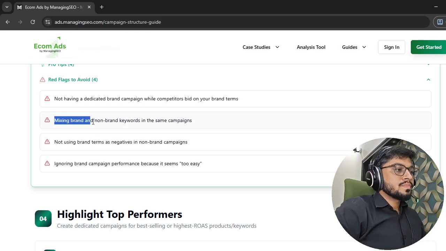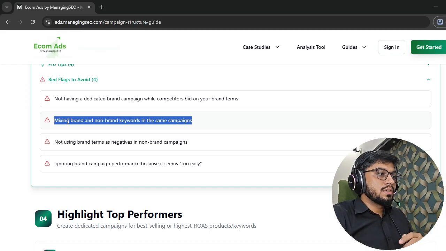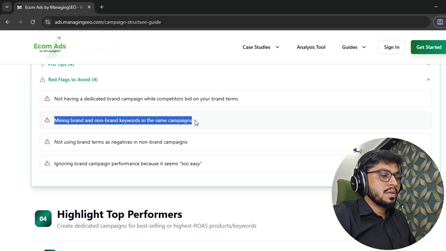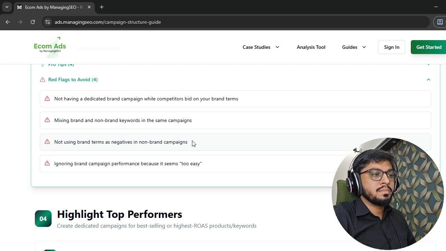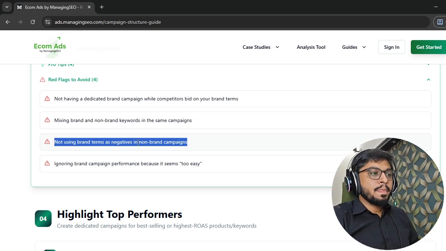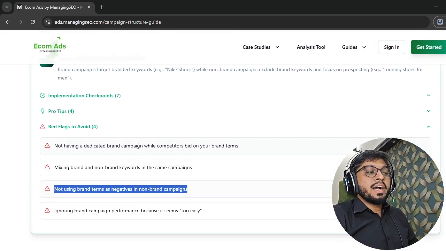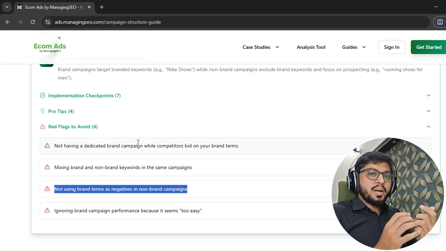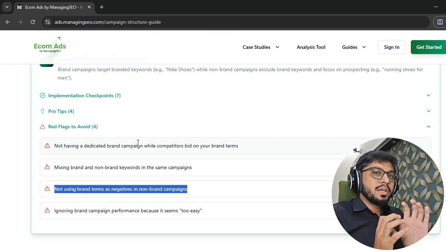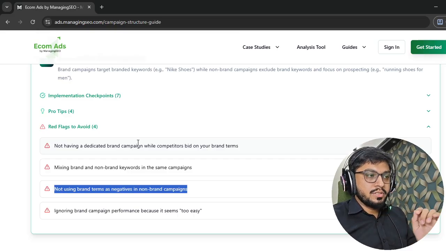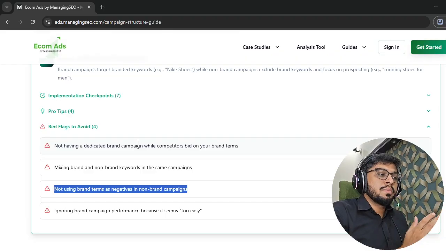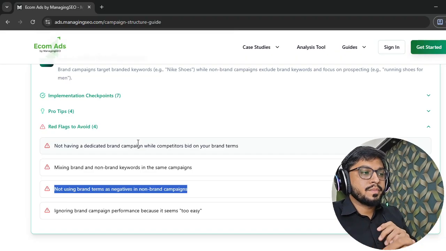And mixing, this line is the same as what I was discussing, let's ignore it. And not using brand terms as negatives in the non-branded campaigns. Yes, this is also very important, because sometimes we do not add our brand name in the keywords, but still we are getting traffic from our brand name and getting some results from there. But to avoid this, we need to add the brand name as a negative in the non-branded campaign.